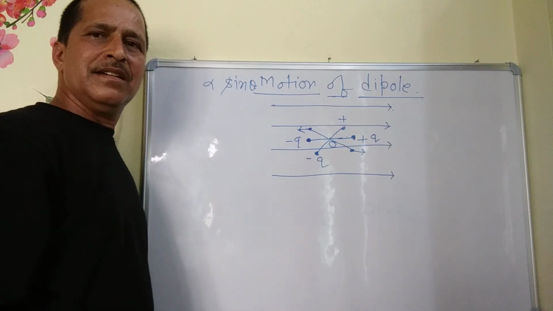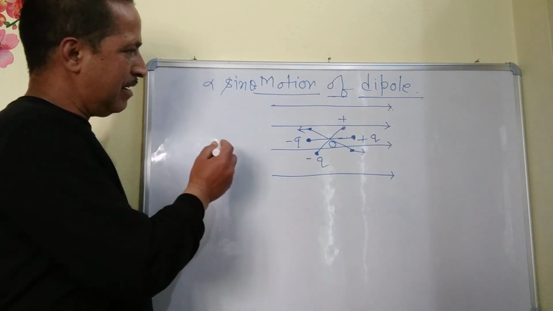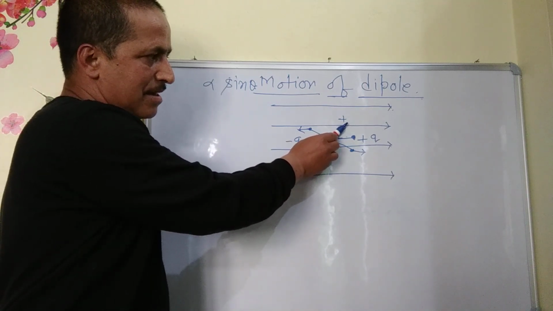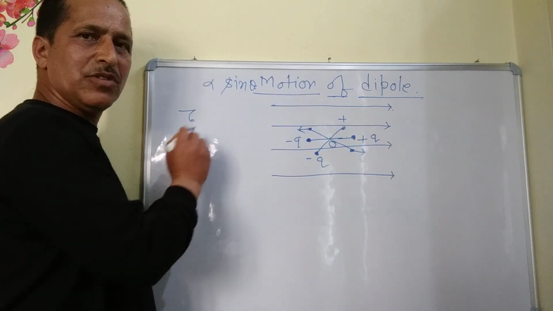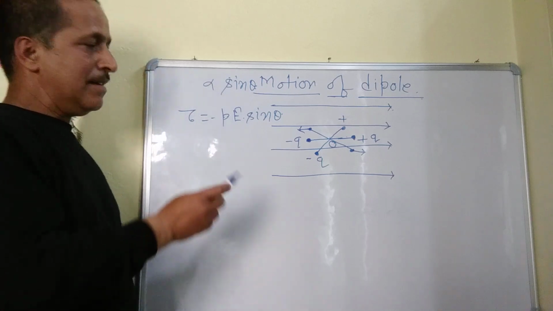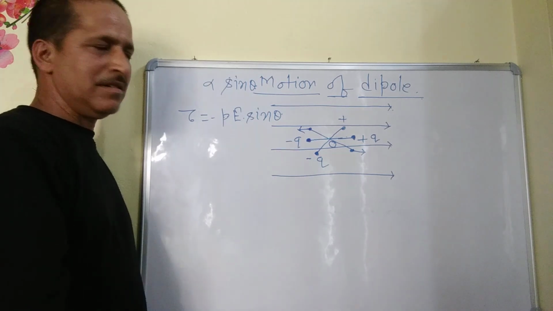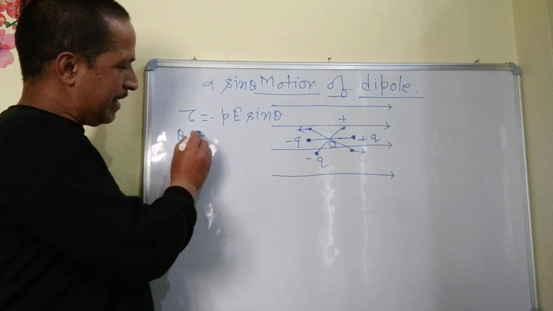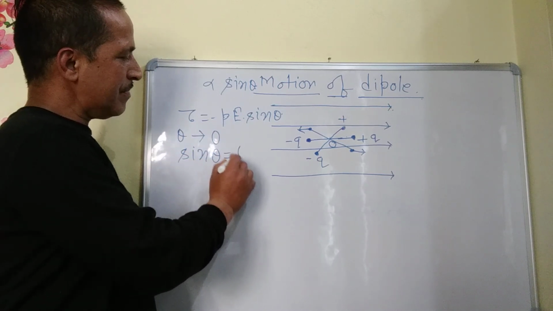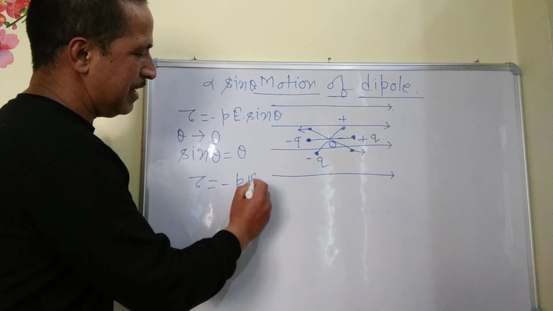To understand it mathematically, let us assume that the dipole has been rotated by a small angle theta from its state of stable equilibrium. Then, when it is in such a state, it will experience a torque given by tau equal to minus P into E into sine theta. Here, the negative sign occurs because the dipole is experiencing a restoring torque. And we know that if theta is very small, that is, if theta tends to 0, then sine theta is equal to theta. Therefore, this equation becomes tau equal to minus P into E into theta.